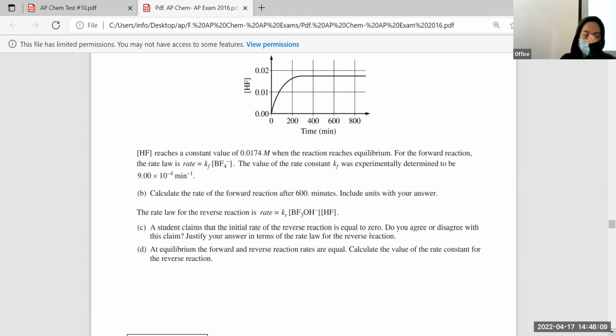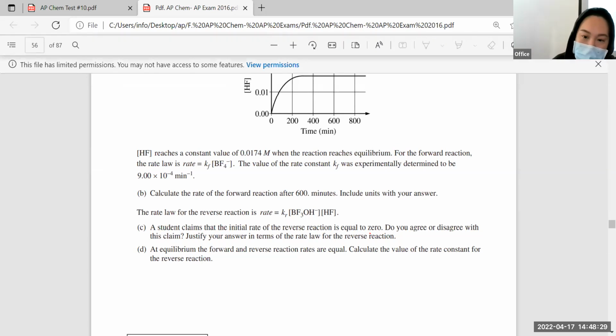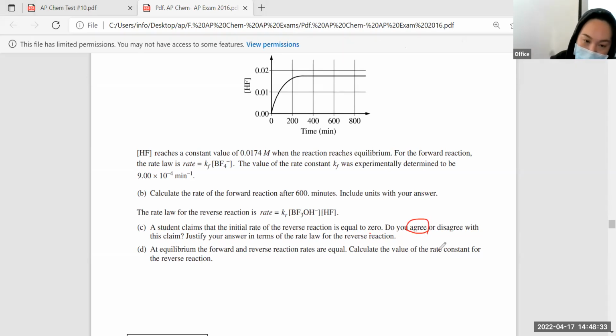Okay. Rate law for the reverse reaction is blank law. A student claims that the initial rate of the reverse reaction is equal to 0. Do you agree or disagree with this claim? Justify your answer in terms of the rate law for the reverse reaction. Okay. So, reverse reaction will start at 0. Yes. Agree. Right? Why?